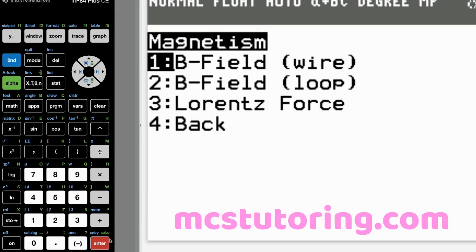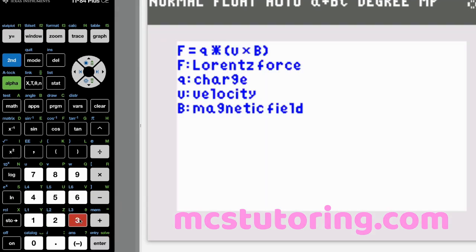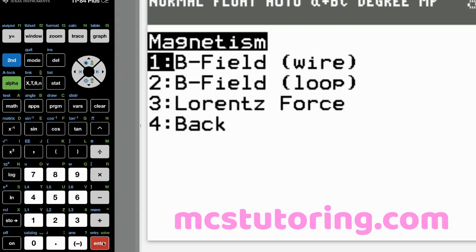Okay. And then let's go to Lorentz force. And we've got F equals Q times V times B. This is like an old school multiplication symbol, and it looks like a bug splatter or an enemy from Space Invaders, if you're very old. F is Lorentz force, Q is charge, V is velocity, and we've got B as a magnetic field.